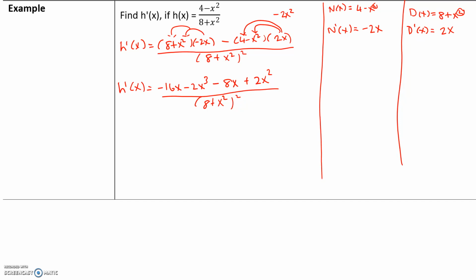And I'm sorry, this should be a 2x cubed, my bad. Okay, so please fix that. 2x times x squared should be a 2x cubed. So now let's see what happens. We have a negative 2x cubed and a positive 2x cubed. Those are going to add up to be 0. We have a negative 16x and negative 8x, so h prime of x is going to equal negative 24x divided by 8 plus x squared to the second power.